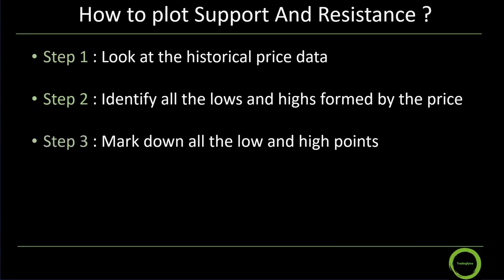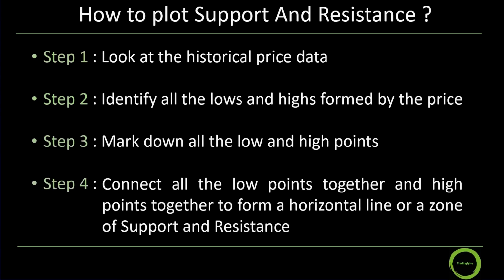Now step 3 is to mark down all of the low and high points. And step 4 is to connect all the low points together and high points together to form a horizontal line or a zone of support and resistance. When you connect all the low points together, you will get a support level or a support zone which may form due to 2 or more support levels. And when you connect all the high points together, you will get a resistance level or a resistance zone. Yeah, so I hope you understood how to plot support and resistance.